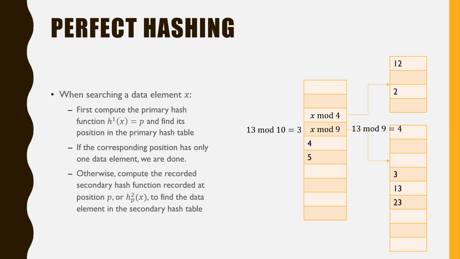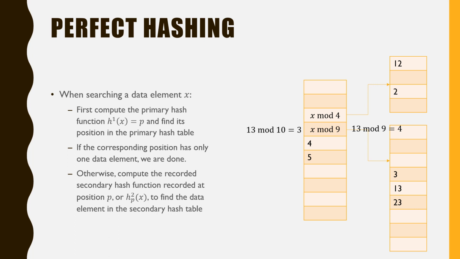With perfect hashing, it is easy to see that we can perform the search operation in constant time. In the worst-case scenario, we only need to compute the primary and secondary hash functions to find the element. For example, consider the case of searching 13.